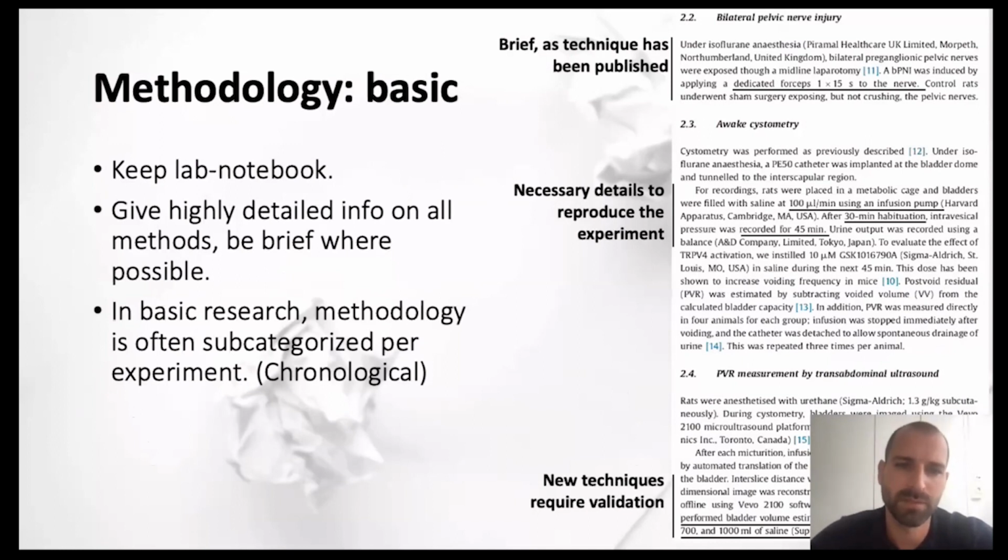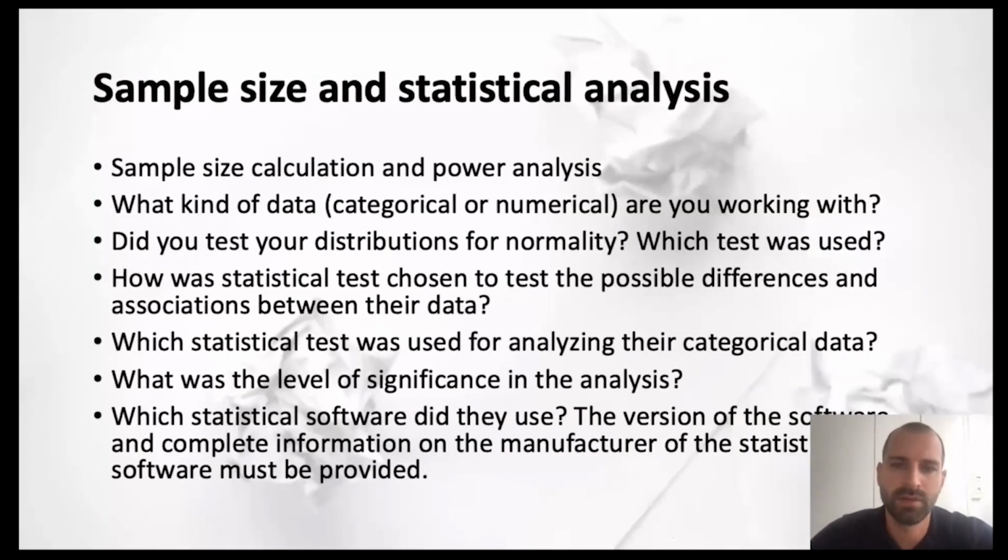Methodology is often subcategorized per experiment in basic and translational research, whereas in clinical research, the flow is often an overall overview of the study design, participants, intervention, control, and then statistical analysis. In terms of statistics, again, you need to be precise enough for other researchers to reproduce your findings while not being overly superfluous with giving details.